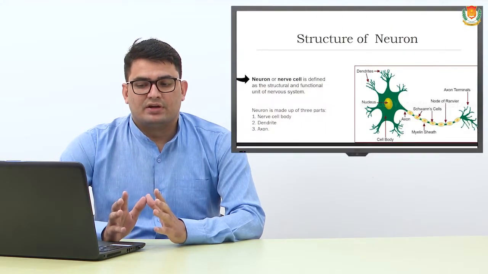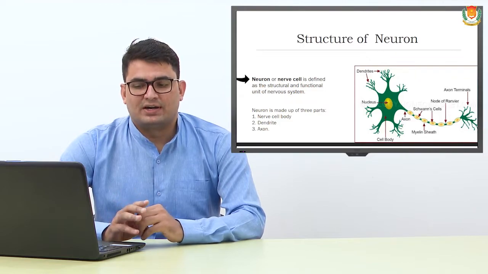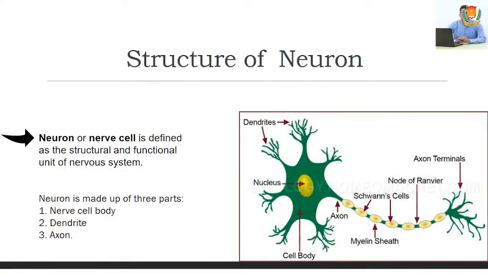Today we will discuss the physiology of the synapses. Before that, we will discuss the neuron. Neuron basically is the structural and functional unit of the nervous system, in which the neuron is divided into three parts. First is the cell body, second is dendrites, and third one is the axon. So these three components are combinedly known as the neuron.